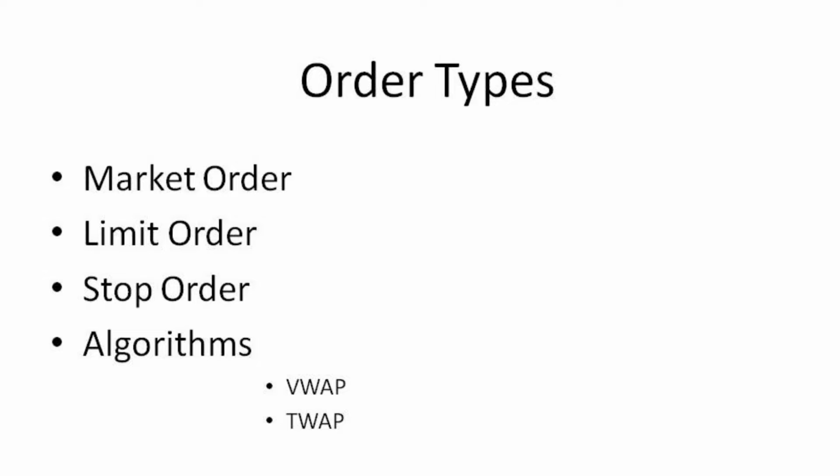The most simple one is called a market order, and that is essentially like if you just ask your broker to buy me this derivative at whatever price it's trading at in the market right now. So just give me the market price for this derivative. The next type of order we'll talk about is called a limit order.